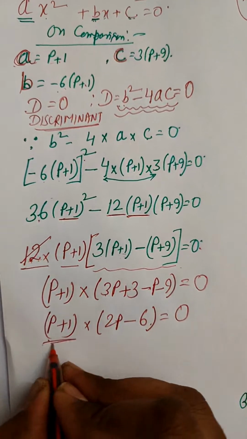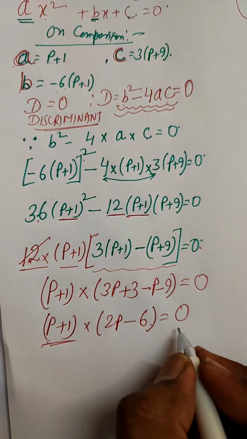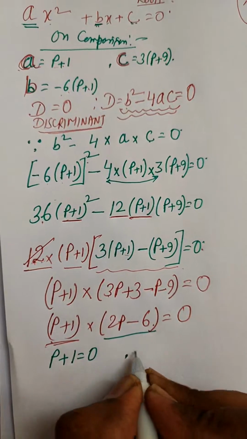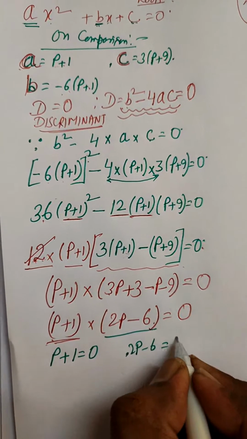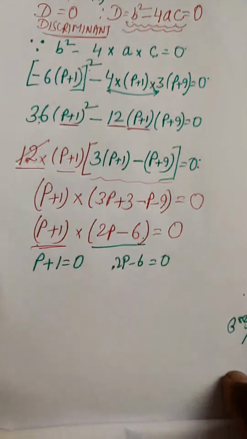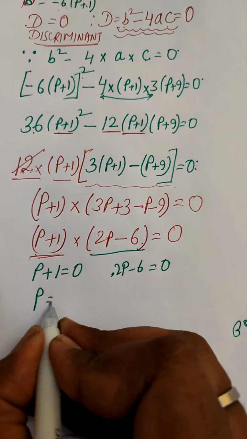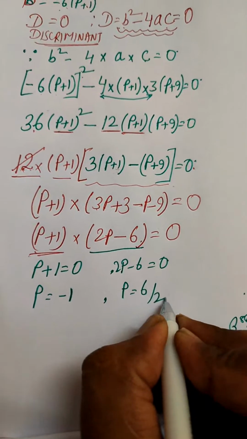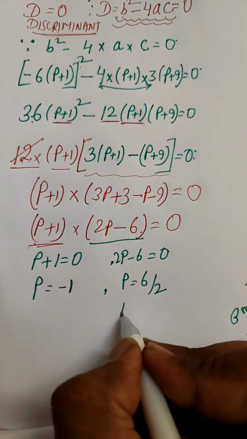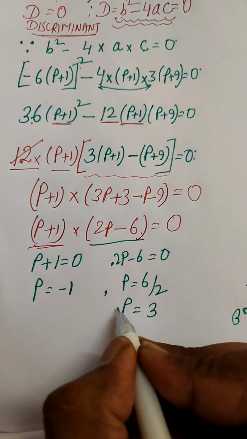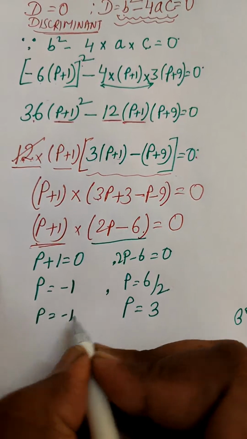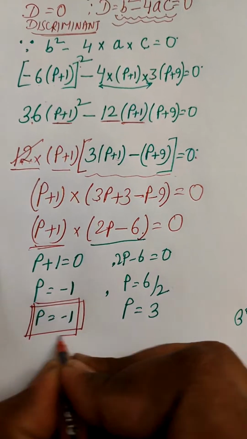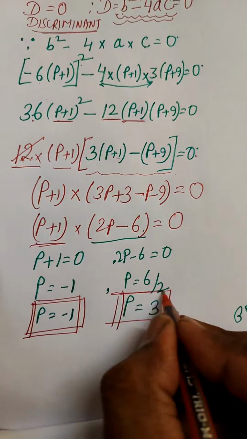So when we equate p plus 1 equal to 0 and 2p minus 6 equal to 0, we get two values of p. One is p equal to minus 1, and another is p equal to 6 by 2. So this will give you the value of p as 3, and p equal to minus 1 already calculated. So we have calculated the values of p for which the given quadratic equation has equal roots.